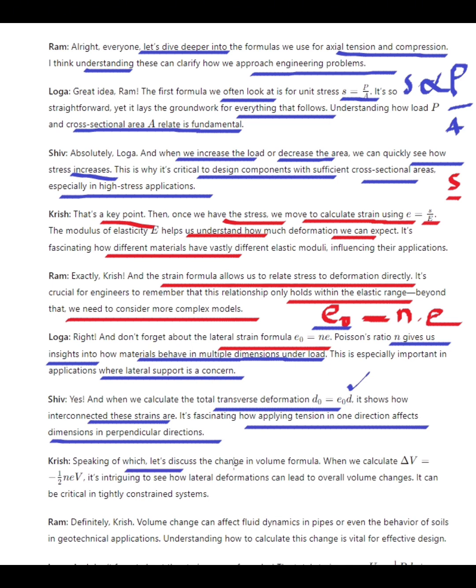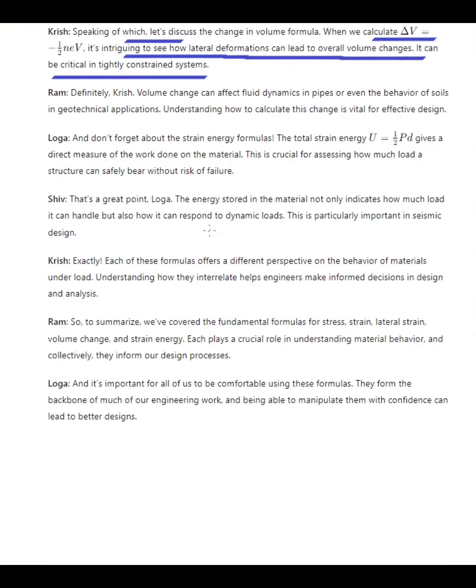So speaking of which, let's discuss change in volume. We can calculate the volume change as strain times (1 minus 2 times the Poisson ratio) times the longitudinal strain times the volume. It's interesting to see how lateral dimension deformations can lead to overall volume changes. It can be critical in tightly constrained systems. Volume change can affect fluid dynamics in pipes and even the behavior of soils in geotechnical applications. Understanding how to calculate this change is vital for effective design, right?